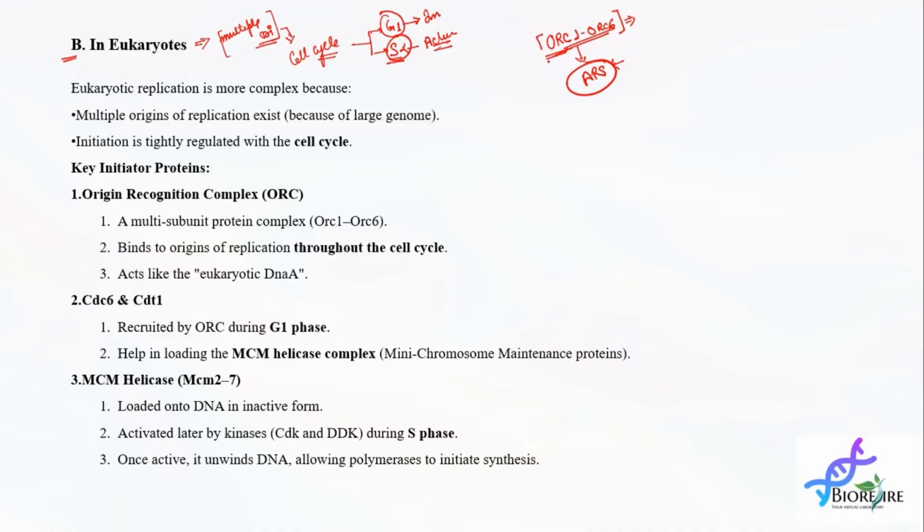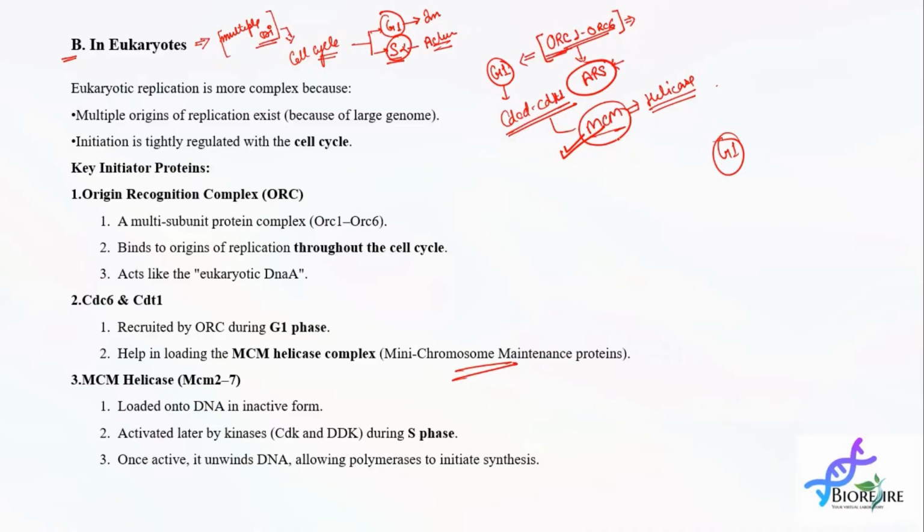This ORC will bind at G1 phase. After this it will recruit CDC6 and CDT1, and they will bind. Then the MCM protein will bind. What is MCM helicase? It is a type of helicase protein, helpful to unwind the DNA. MCM means mini chromosome maintenance protein. In G1 phase, this MCM is in an inactive form.